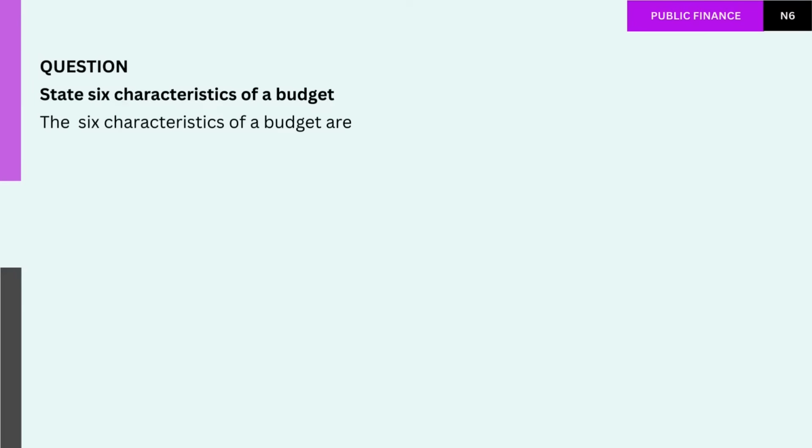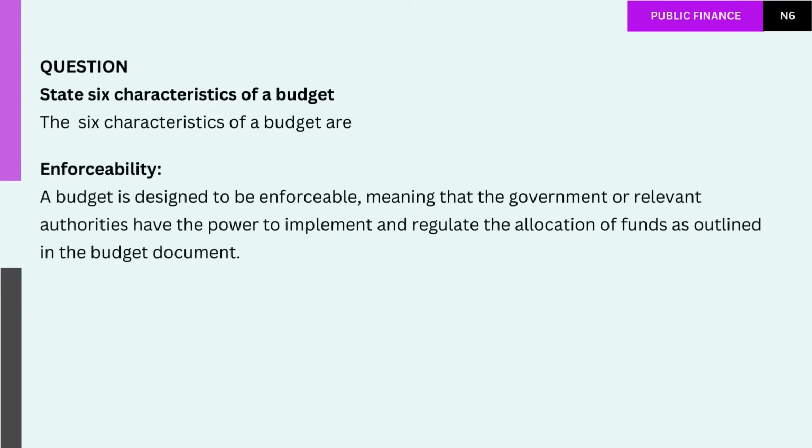Question. State 6 characteristics of a budget. The 6 characteristics of a budget are: 1. Enforceability. A budget is designed to be enforceable, meaning that the government or relevant authorities have the power to implement and regulate the allocation of funds as outlined in the budget document.